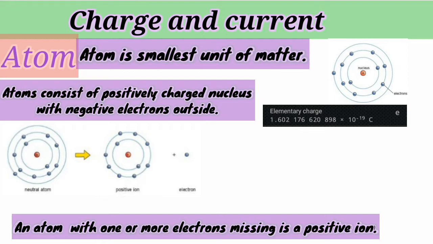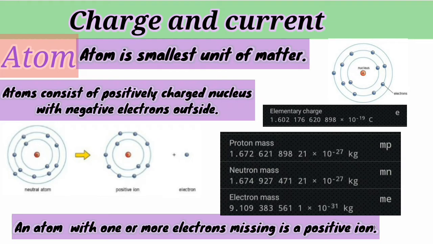Protons and neutrons reside in the nucleus. The charge on a proton is positive 1.6 times 10 to minus 19 coulombs. The charge on a neutron is 0. So, the nucleus is positively charged.